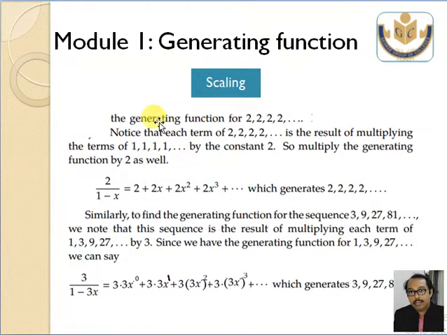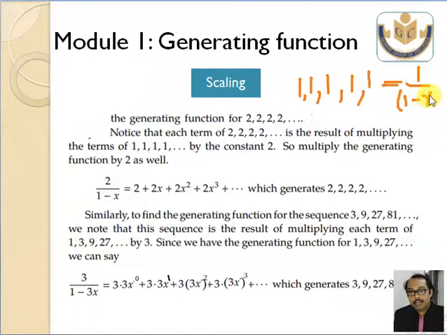We start with this problem. Suppose the sequence is 2 2 2 2 2. What is the function that generates 2 2 2 2? Now the question is, we know the function that generates the sequence 1 1 1 1 and 1. So what is that? The function is 1 by 1 minus x.